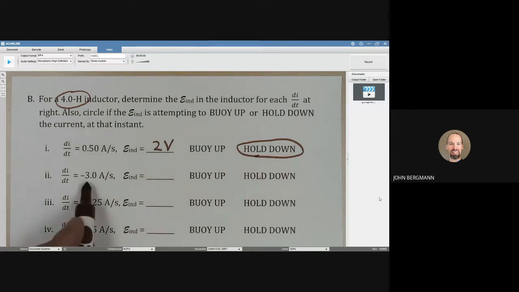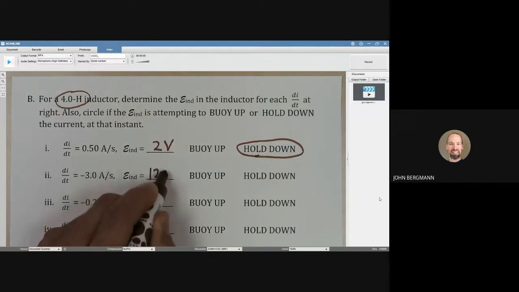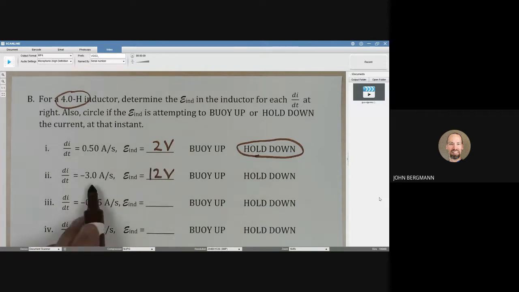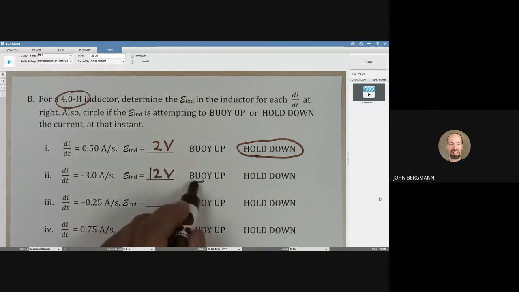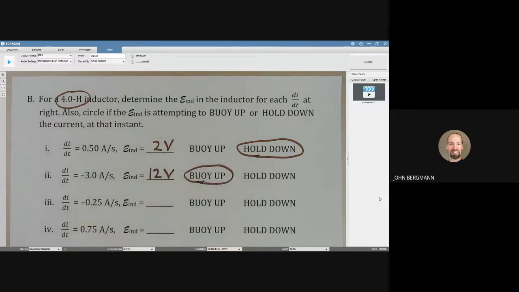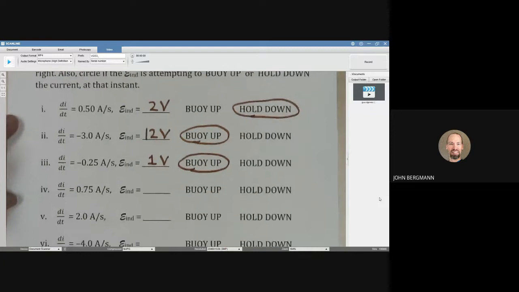If the current is changing at the rate of 3 amps per second, then the induced EMF has a magnitude of 12 volts. And here the current is dropping. And so the EMF is going to be directed so as to try to prevent that drop. Similarly, for number 3, the current is dropping at that rate. And for a 4 henry inductor, that means that the EMF is going to be 1 volt, 0.25 times 4. And if the current is dropping, the EMF in the inductor will be trying to prevent that drop by buoying it up.